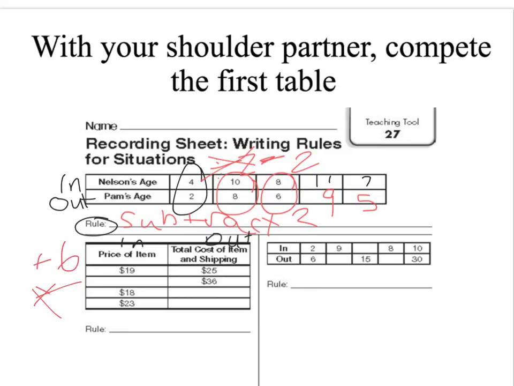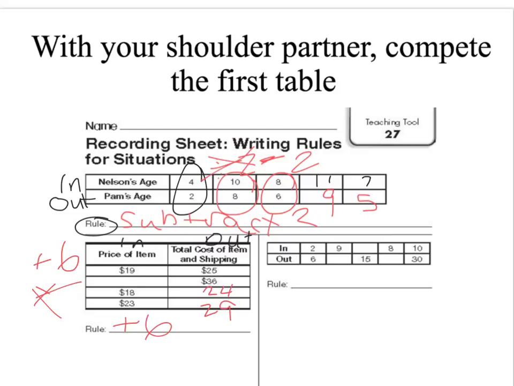So if I look down at the next one, I don't know what the price of the item is, but I can easily fill in. So if I know that the rule is 6, I can easily fill in what the total cost of the item is if it is $18. So if it's $18, that means it's going to be $24 with shipping. If it's $23 and I add 6, it's going to be $29.